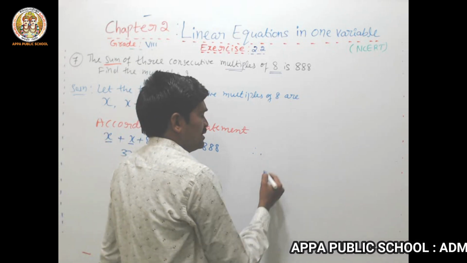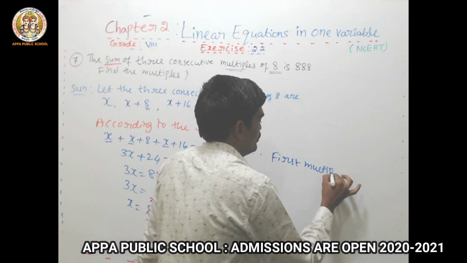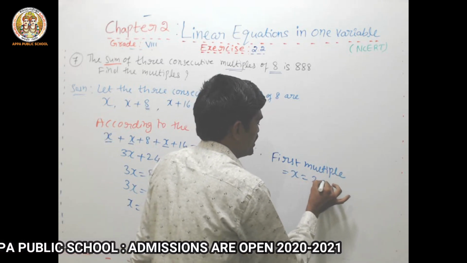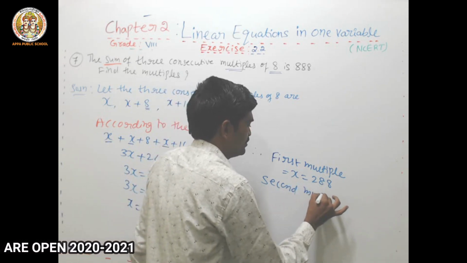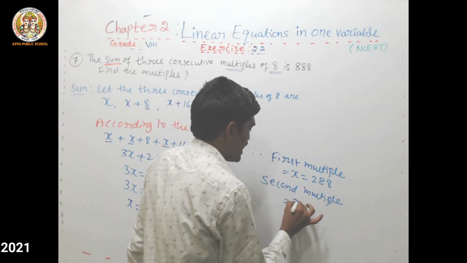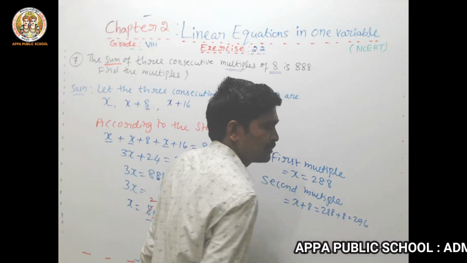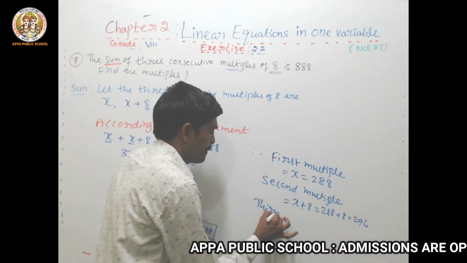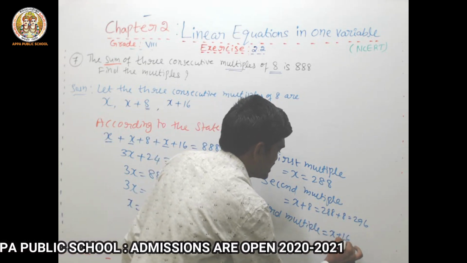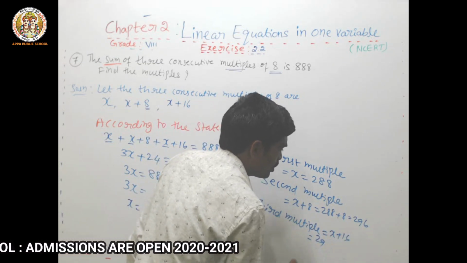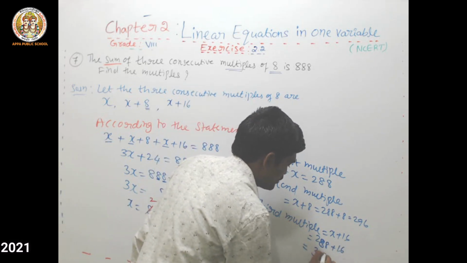Therefore, we can write the first multiple is equal to x, that should be 288. Second multiple is equal to x plus 8, 288 plus 8, that should be 296. The third multiple is equal to x plus 16, 288 plus 16, that should be 304.